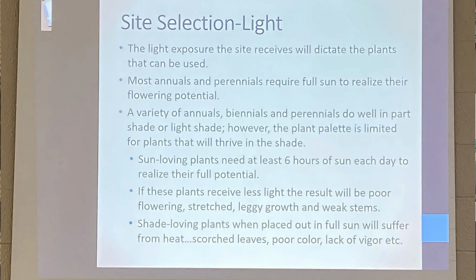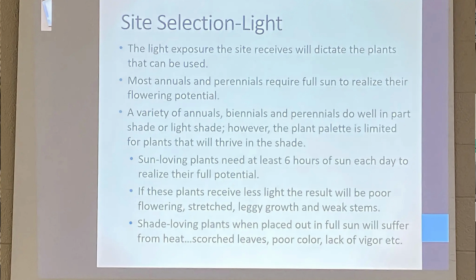Site selection, light. The light exposure the site receives will dictate the plants that can be used. Most annuals and perennials require full sun to realize their flowering potential. A variety of annuals, biennials, and perennials do well in part shade or light shade. However, the plant palette is limited for plants that will thrive in the shade.